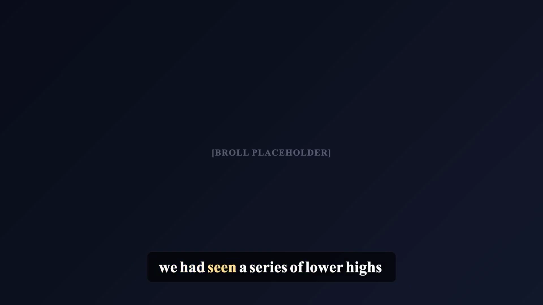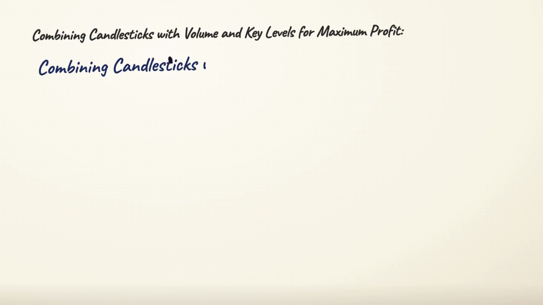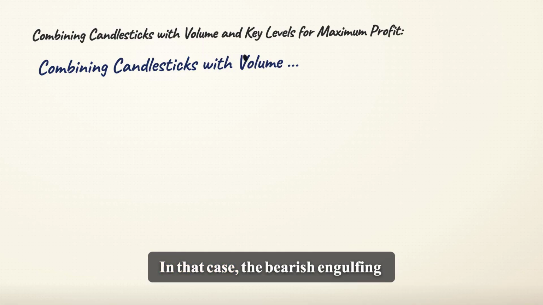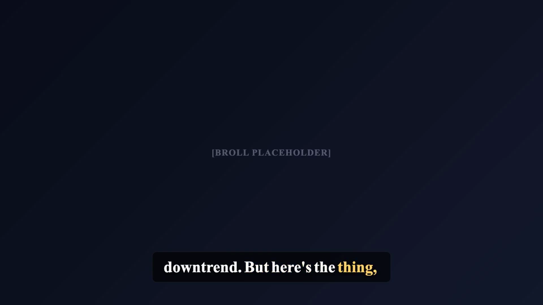What if we had seen a series of lower highs and lower lows in recent weeks, accompanied by increasing volume? In that case, the bearish engulfing candle would have been an even stronger signal, indicating a potential continuation of the downtrend. But here's the thing. Even with this combined approach, there are some subtleties to consider.